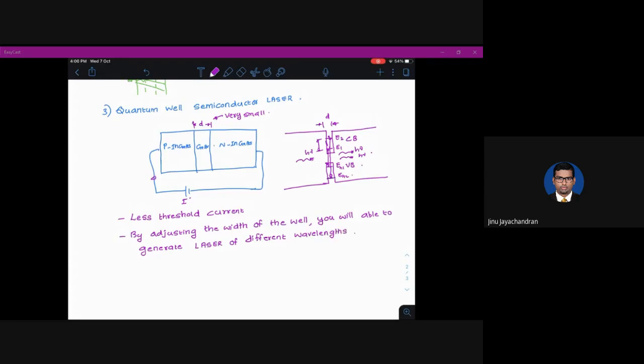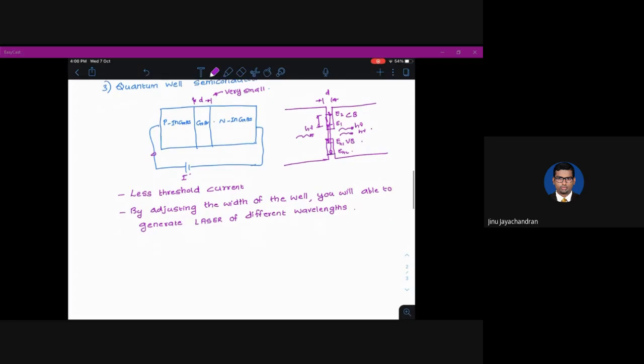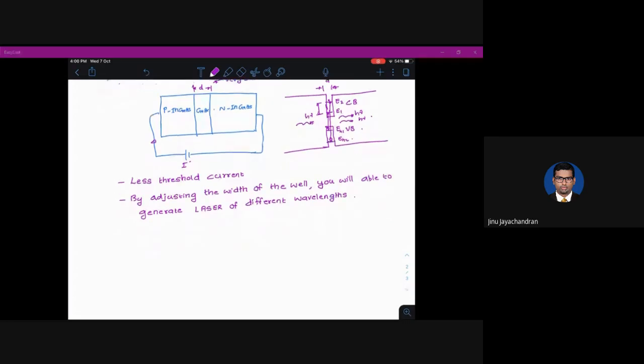So since the quantum well width is very small, if you slightly adjust the width by like 1 angstrom, it will cause a very drastic change in the wavelength. Okay, and this is highly efficient. Basically the radiative recombination efficiency is high.